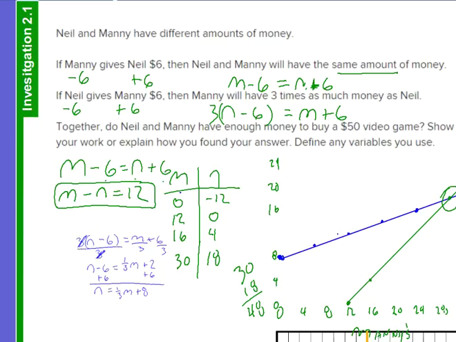This, as silly as it may sound, is critical. We have to say m is equal to Manny's money and n is equal to Neil's money. That is a necessary part, or you will actually lose 1 whole point if you do not do that. Now, there are other ways to do this problem.